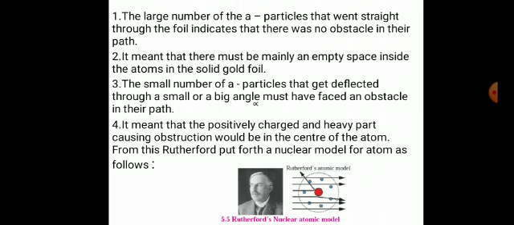But a few alpha rays get deflected through a small or big angle, and they must have faced some obstacle in their path. It meant that the positively charged and heavy part causing obstruction would be in the center of the atom. And from this, Rutherford put forth a nuclear model for the atom, like this.